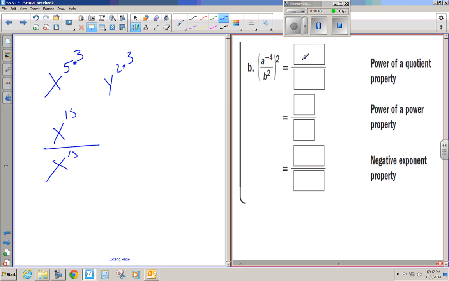All right, here's another. We have power of a power again. Take the power and distribute it into the quotient. So a to the -4 squared all over b squared squared. Now we have power of a power, and when we have that, we multiply. And whenever we have a negative exponent, we put it on the other side, only the thing with a negative exponent.